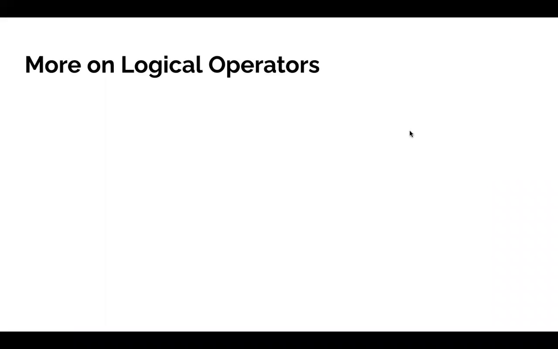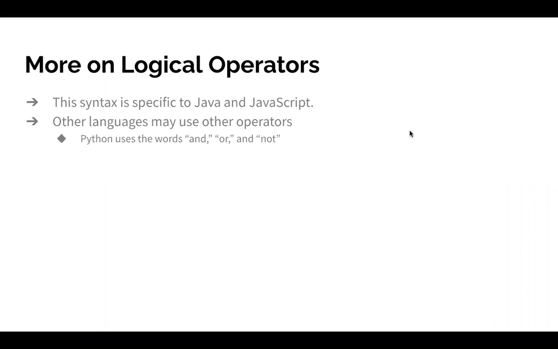So more on logical operators. What we talked about earlier, this syntax is specific to Java and JavaScript. Other languages might use similar operators, or different operators. Python, for example, literally uses the words and, or, and not. They don't use the ampersands, straight lines, and exclamation point. It really just depends on what language you're learning, and of course, be sure to check the syntax. I'm just talking about Java because that's the language I'm most comfortable with personally.